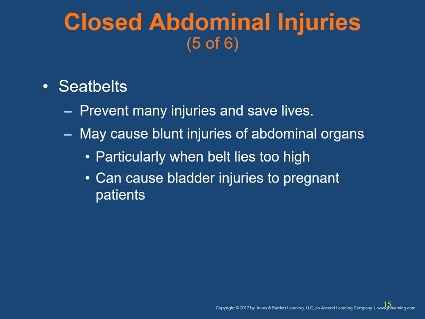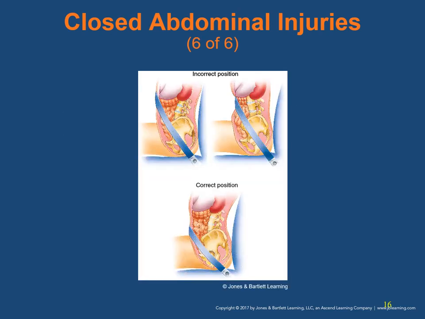when the car decelerates or stops. It can cause bladder injuries to pregnant patients who adjust the lap belt for comfort. In all current model vehicles, lap and diagonal belts are combined so they cannot be used independently. People can still put the shoulder belt behind their backs. These figures show the correct and incorrect placement of a seatbelt.